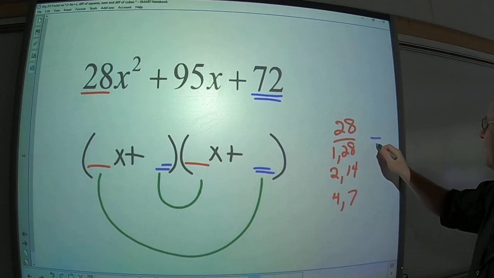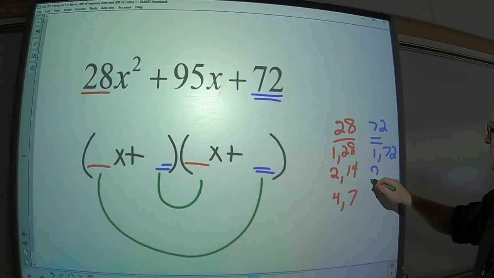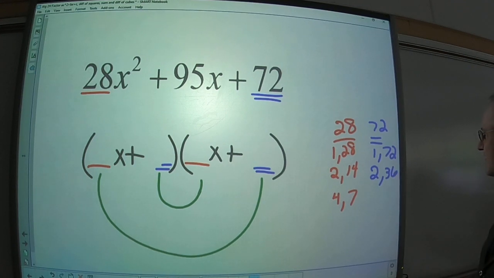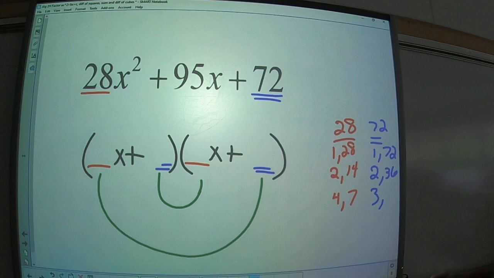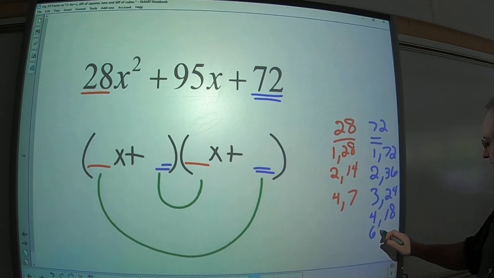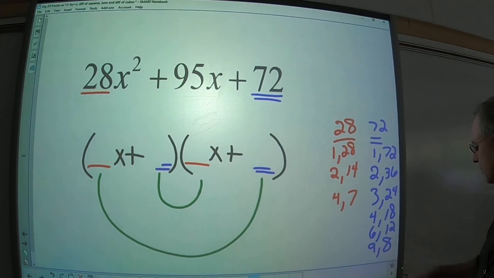72: 1 and 72, 2 and 36, 3 and 24, 4 and 18, 6 and 12, and let's see, that'd be 9 times 8. Should have put the 8 on the other side.